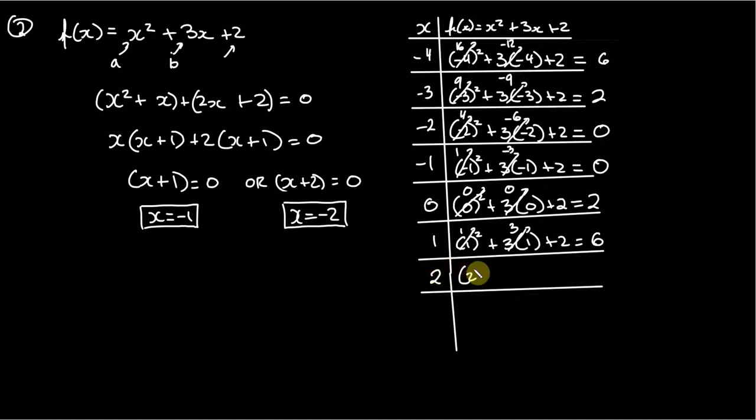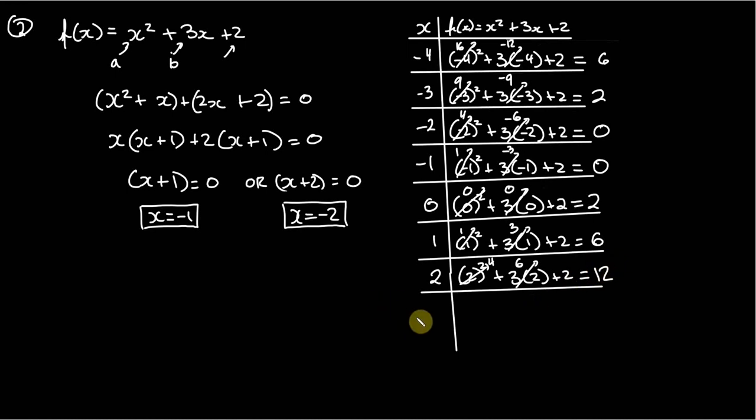So when x equals 2, 2 squared plus 3 times 2 plus 2. 2 squared is 4. 3 times 2 is 6. That's going to be 10, plus 2 is 12.